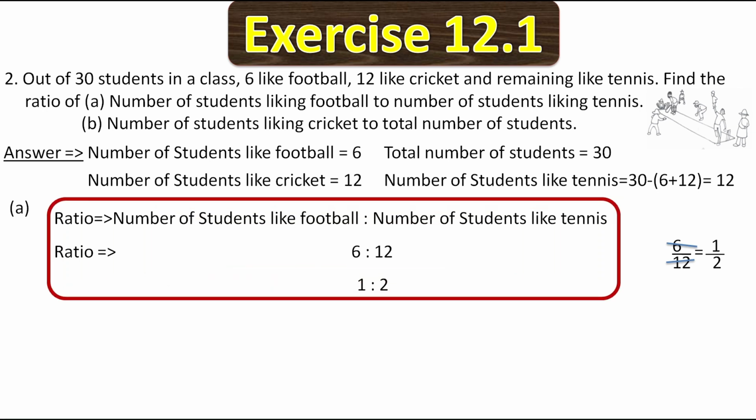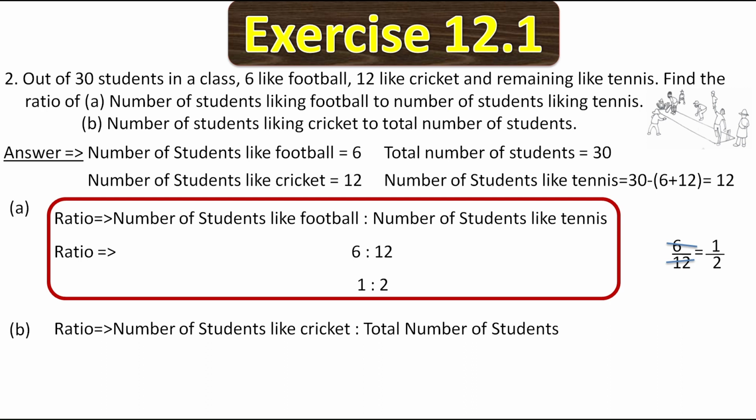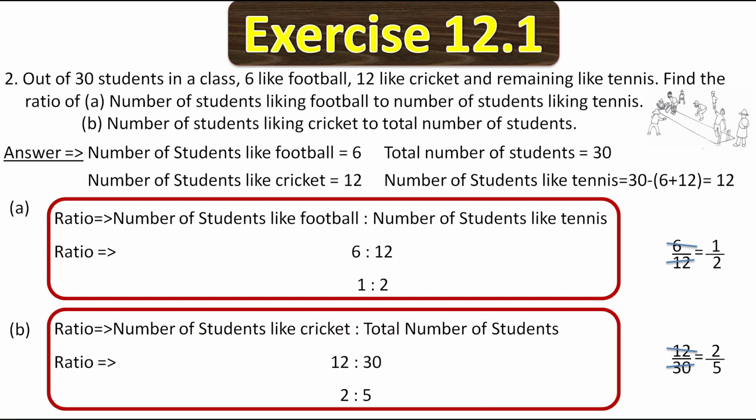Now for B, we have to find number of students liking cricket to the total number of students. Now we know that the cricket liked by students are 12 and total number of students are 30. Let's simplify them, 12 upon 30. 6 2s are 12, 6 5s are 30. So 2:5 is the simplest form of the ratio.